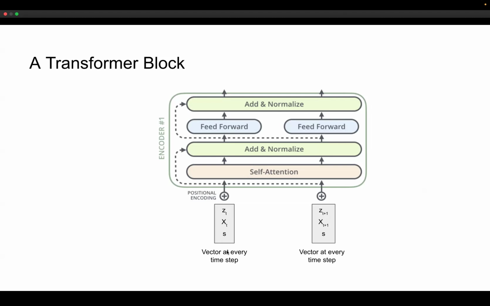So given this vector at each time step, we first go through this self-attention, and then there's also a residual connection that skips this self-attention part and just adds it to the results after the self-attention. So there's like a shortcut indicated by this dash line.